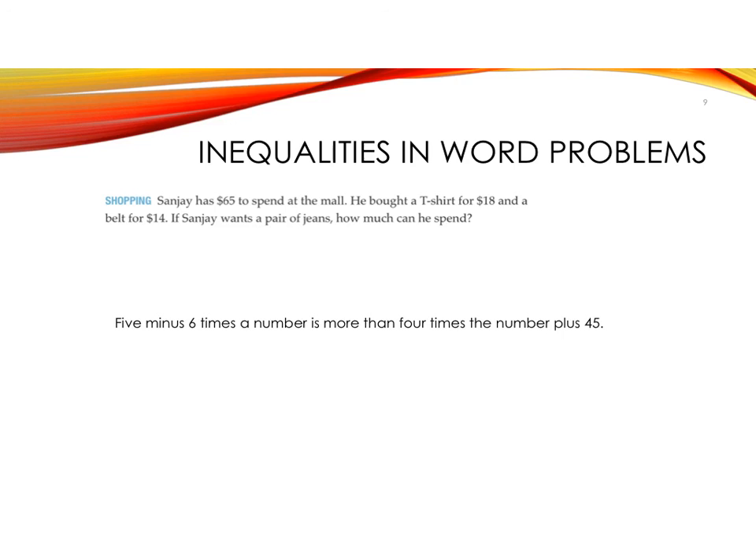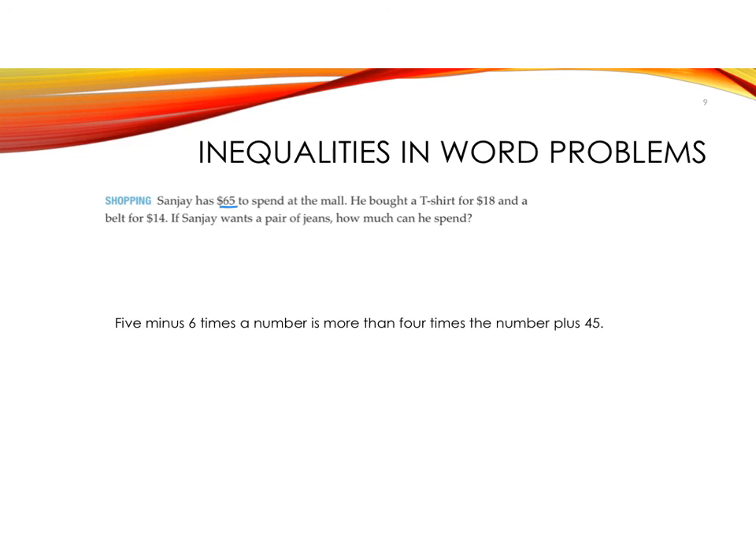Last thing we gotta go over is everybody's favorite topic of word problems. Inequalities have a lot of word problems. Inequalities pop up everywhere in the real world, so there's a lot of real world examples. For instance, if you're going to the mall and you have $65 you can spend in total. All right, he bought a t-shirt for $18 and a belt for $14. If Sanjay wants to buy a pair of jeans, how much can he spend?